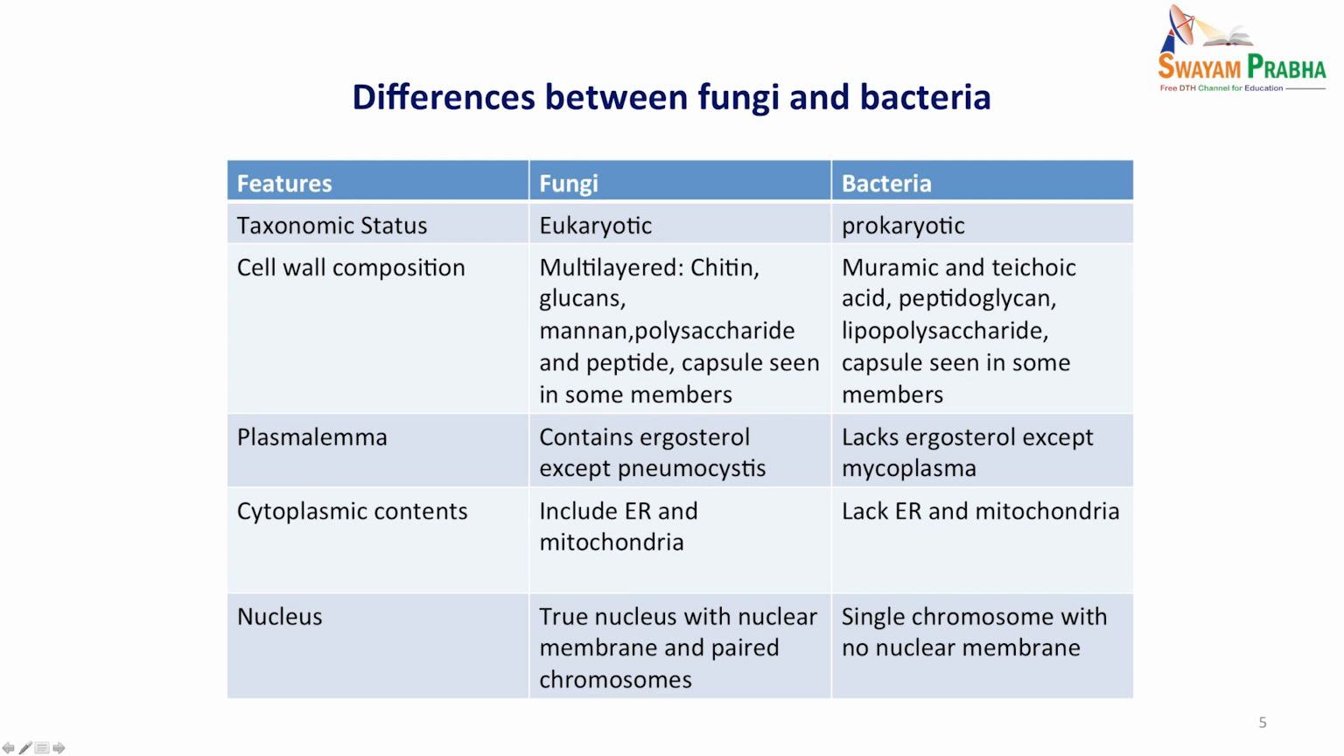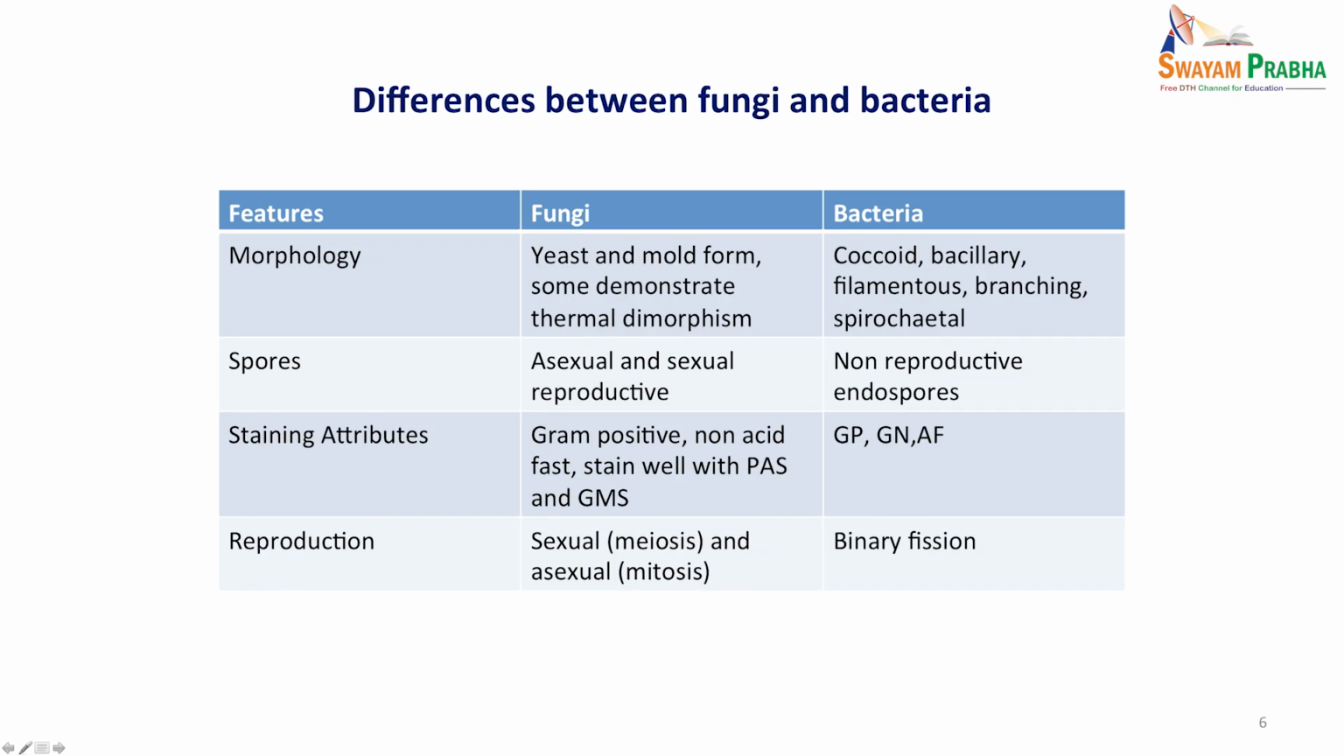Then bacteria lack the endoplasmic reticulum and mitochondria, while these are present in the cytoplasm of the fungi. Fungi have a true nucleus with nuclear membrane and paired chromosomes, while bacteria have a single chromosome and no nuclear membrane. Also, fungi can have different morphological forms. They can be yeast-like, they can be mold-like, they can grow at different temperatures, while bacteria are usually coccoid, bacillary, filamentous, branching. Different forms are also seen. Fungi multiply by asexual as well as sexual reproduction, while bacteria have non-reproductive endospores and multiply only by binary fission. Fungi can be stained by different staining techniques compared to bacteria, which we will be talking to you about in detail in later slides.